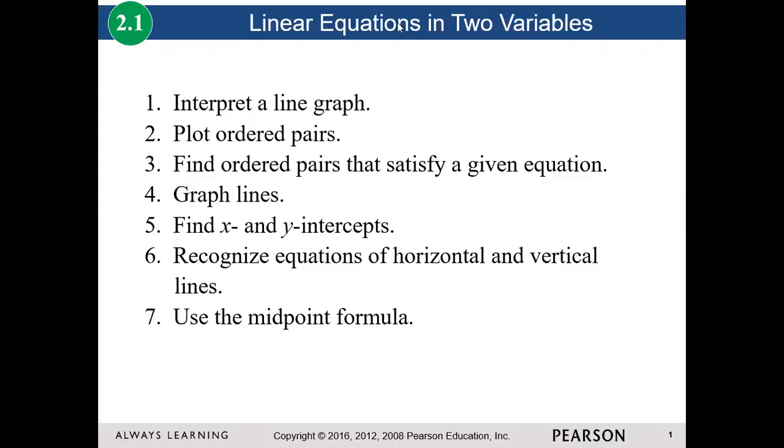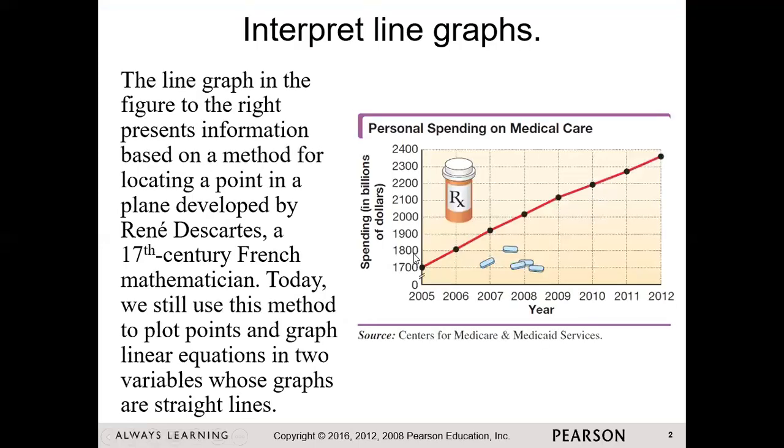Okie dokie. So linear equations in two variables. That's what we're going to be talking about here in chapter two. Interpret line graphs, plot ordered pairs, graph lines, x and y intercepts, things like that. Most of you have already seen this material, whether you've taken it in algebra back in the day, or you saw it when you were in the Emporium. Okay. So let's see what's going on here. There we go. So hopefully this is now ready to rock and roll.